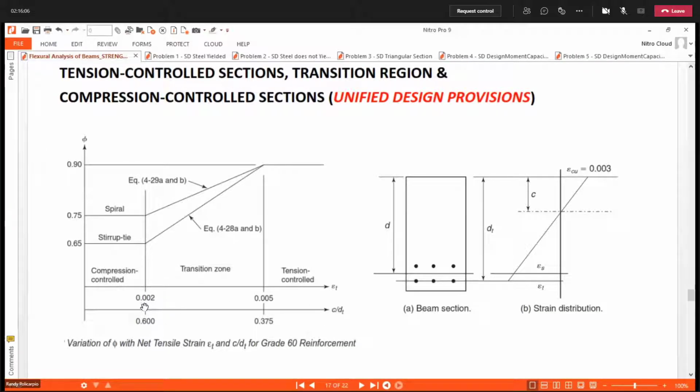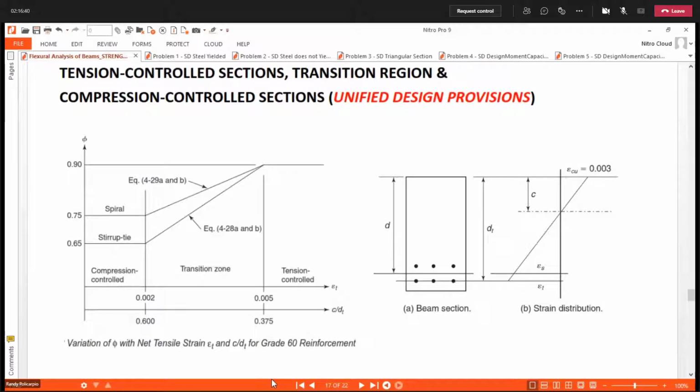Ngayon, kapag yung epsilon t natin is equal or less than 0.002, nasa compression control. Our section is considered as compression control. Ngayon, ang value ng strength reduction factor for beam having a stirrup 0.65, whereas for spiral it will be 0.75. Okay, so ganun yung unified design provision.